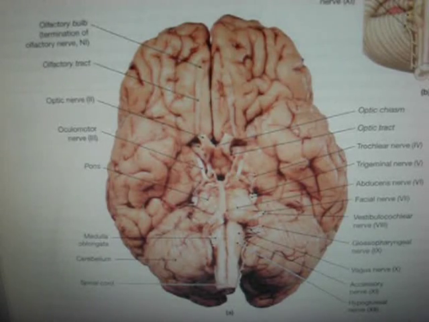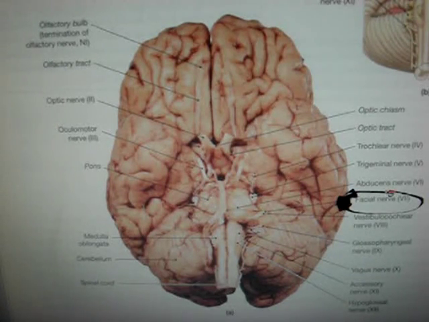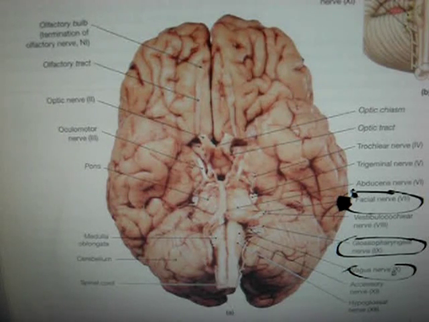Okay, the taste pathways are monitored by 3 cranial nerves. Those are the facial nerve, the glossopharyngeal nerve, and the vagus nerve. As you can see, they are right here, and I covered up the other one. It's right there.